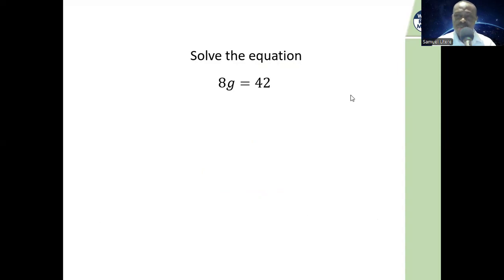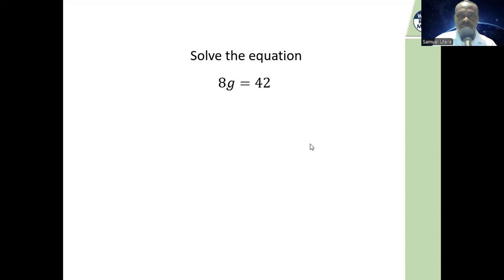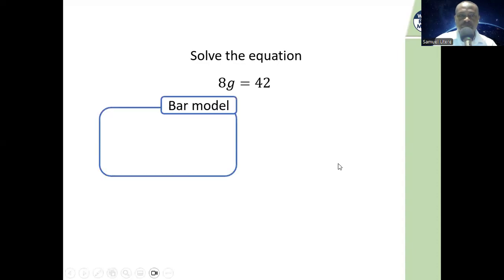Okay, I think you may be thinking the way I'm thinking right now. We have a big bar of 42 and we have that same bar equal to another bar of the same width but with 8 lots of g in that bar. So it's going to look, just a minute, it's going to look like this. So if we draw it as a bar model, it looks like this.